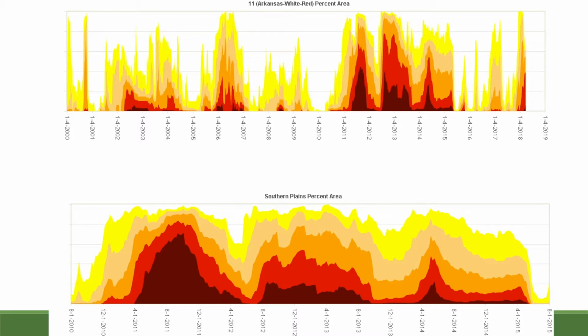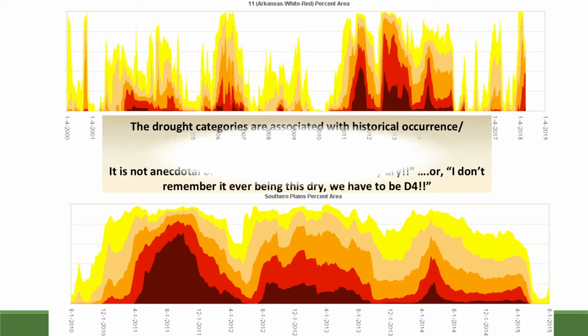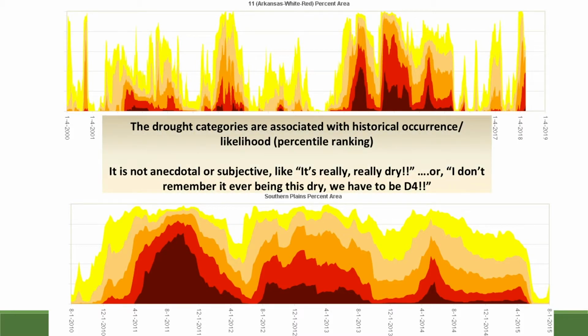And so we have a way of pulling all this Drought Monitor data together. The top time series is the Arkansas, White and Red River basin, and down below is the Southern Plains from 2010 to 2015. We can see that over time droughts come and go. There are periods where there's no drought, and periods where drought is pretty intense or severe.